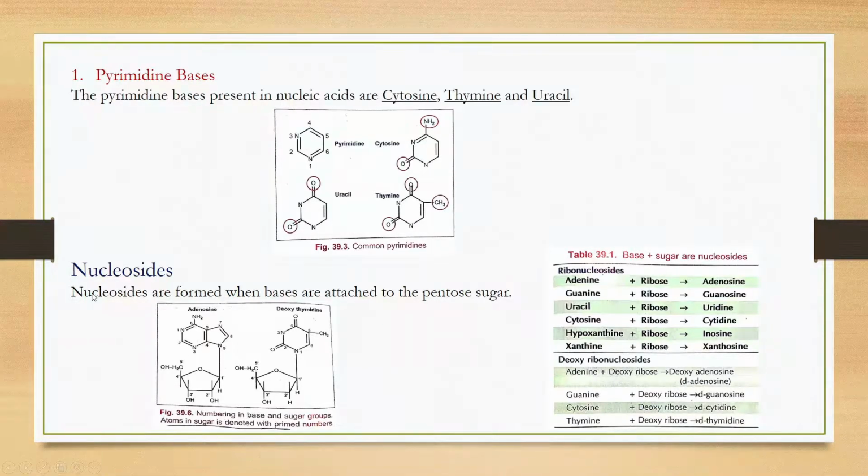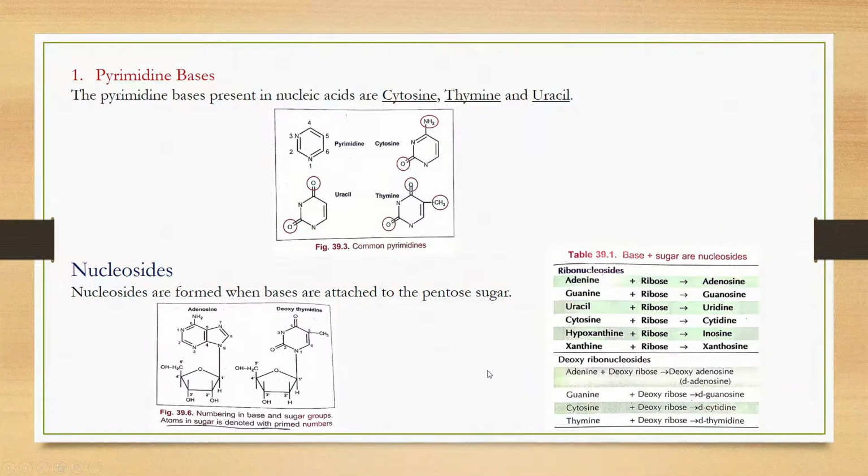Now come to the nucleosides. Nucleosides are formed when the nitrogenous bases are attached to the pentose sugar. You see, all these bases are attached to the corresponding pentose sugar by beta-N-glycosidic bonds. So the first carbon of the pentose sugar is attached to the nitrogen atom in the ninth position in case of purine, and the nitrogen atom in the first position in case of pyrimidine. Okay. So that is the beta-N-glycosidic linkage.